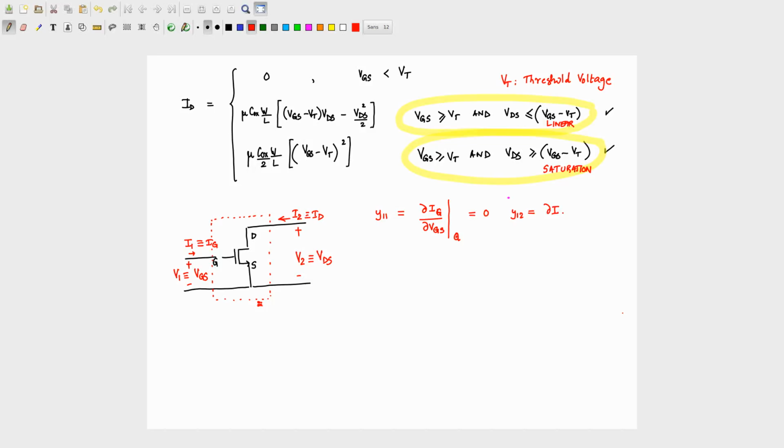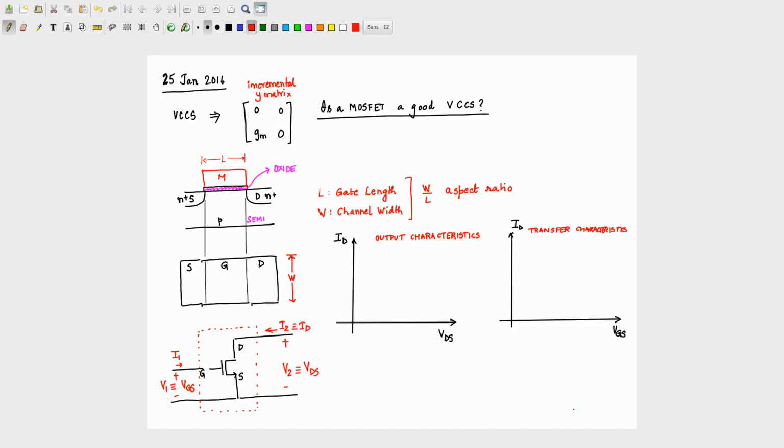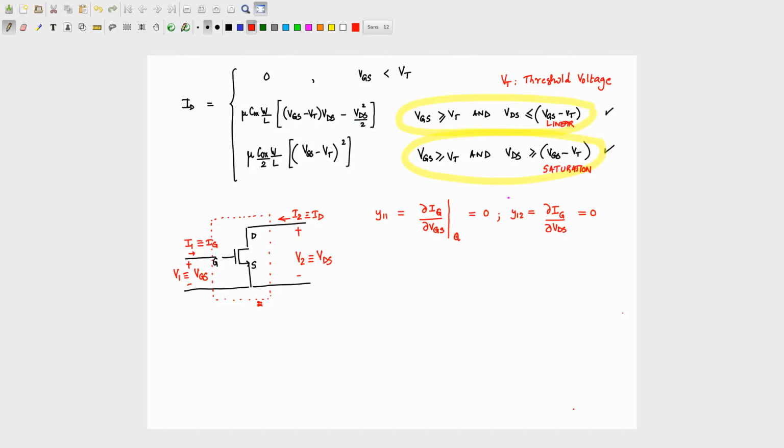Now let me go to the next term, which is y12. What is y12? Again, I'm looking at the saturation region, which is this, right? This is your saturation, and that is linear. All right. So what is y12? y12 is nothing but ∂Ig divided by ∂VDS, right? And that is also 0. So far so good, right? We've got the first two. The first row, both at 0, right?